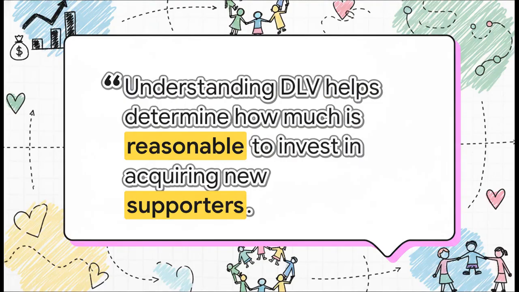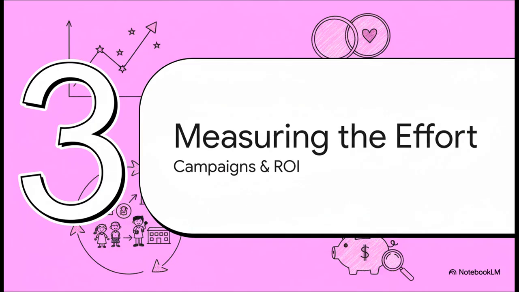And this is where it all starts to click together. See, when you know a sponsor's lifetime value, it tells you exactly how much you can afford to spend to get a new sponsor just like them. If your DLV is high, you can justify spending a bit more to find those amazing, loyal supporters. It's all connected. Okay, on to Act 3.